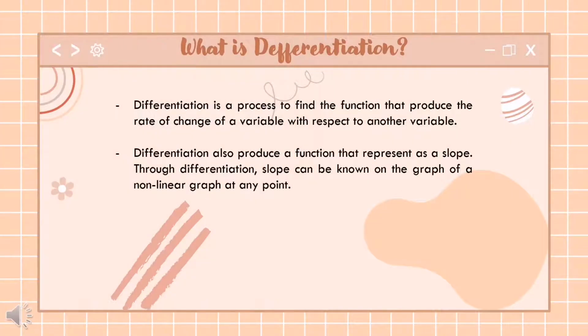What is differentiation? Differentiation is a process to find the function that produces the rate of change of a variable with respect to another variable. Differentiation also produces a function that represents the slope. Through differentiation, the slope on the graph of a nonlinear function can be known at any point.